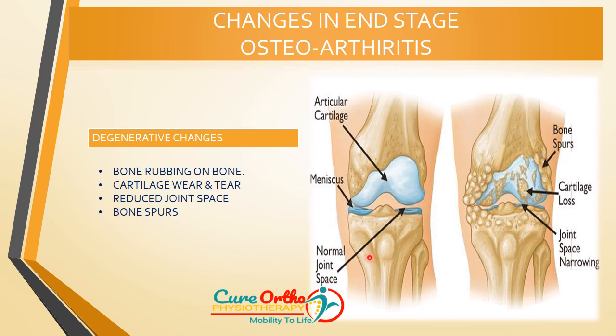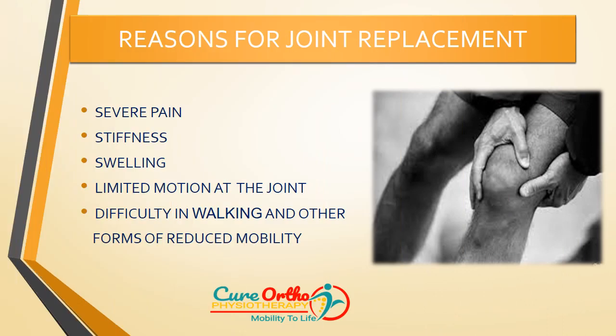But when we come to an arthritic knee which has degenerative changes, you can see here the bone rubs over the bone on both sides. Cartilage is quite disrupted, the joint space is reduced, and you can see the bone with spurs. Reasons for joint replacement: severe pain, stiffness, swelling, limited motion at the joint, difficulty in walking, and other forms of reduced mobility.